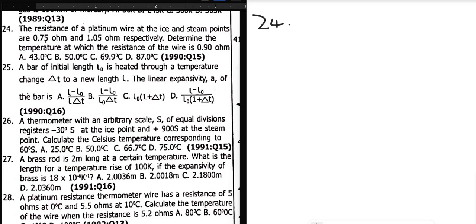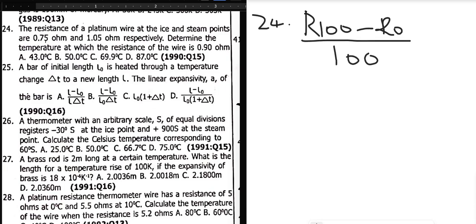So first of all, we are going to find a slope first. So what you do here is resistance at 100 minus resistance at ice, that's R0, over 100. Okay, now whatever you get, we can call it anything once you do this.